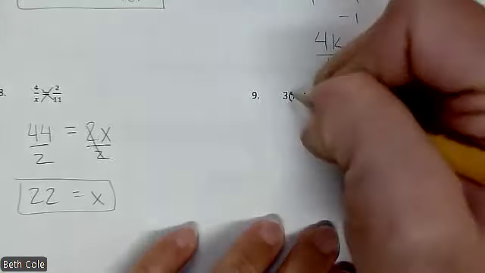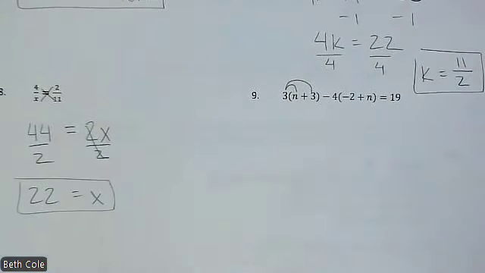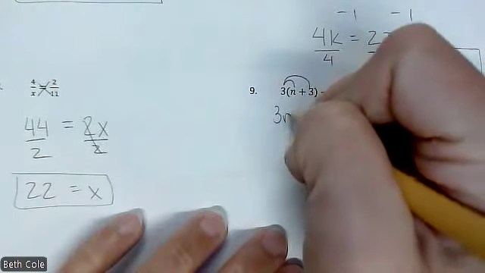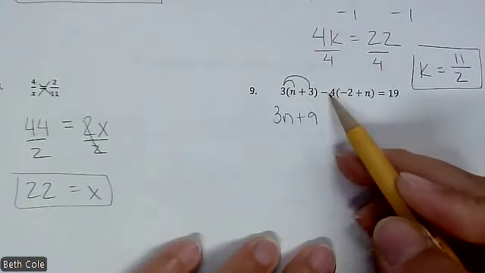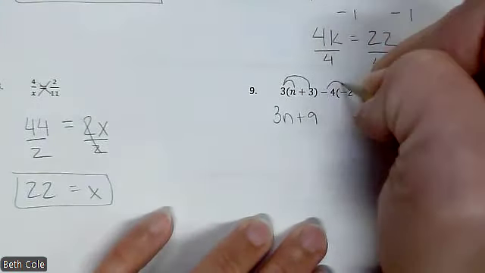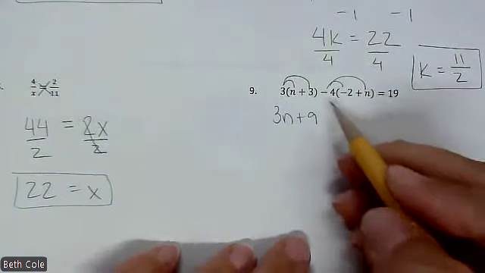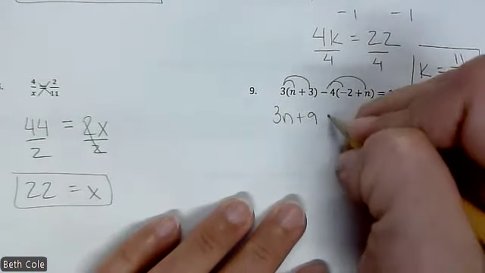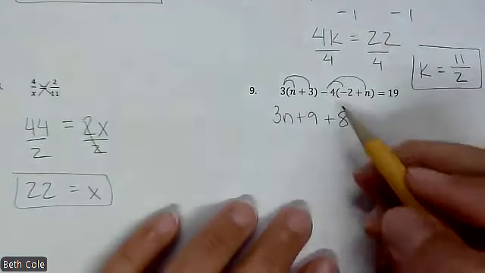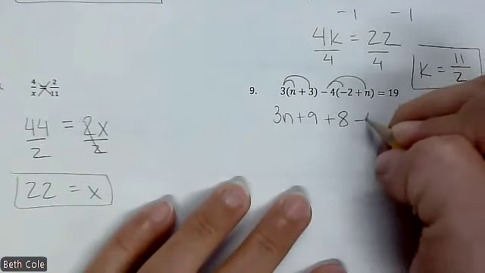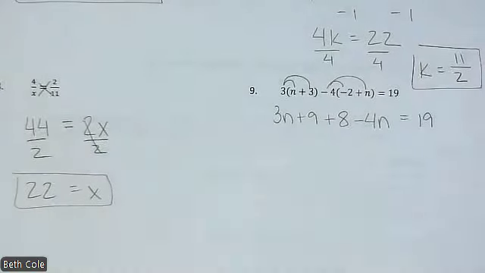That means you're going to have to distribute. So let's do the first part. Distribute a 3. Are you writing this down with me? All right, so that's going to be 3n plus 9. Now look, you're not distributing a 4, but a negative 4. So be really careful. Negative 4 times negative 2 is positive 8. And then it would be negative 4n. Equals 19. You just recopy what's there.